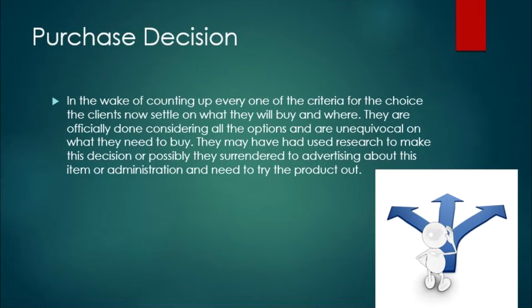Next in the consumer decision-making process is the purchase decision. After counting up every one of the criteria the product needs to meet for the consumer's needs or problems, the consumers will now settle on what they will buy and where. They are officially done considering all the options and are unequivocal on what they need to buy. They may have used research to make this decision, or possibly they surrendered to advertising about this product or service and want to try the product out.